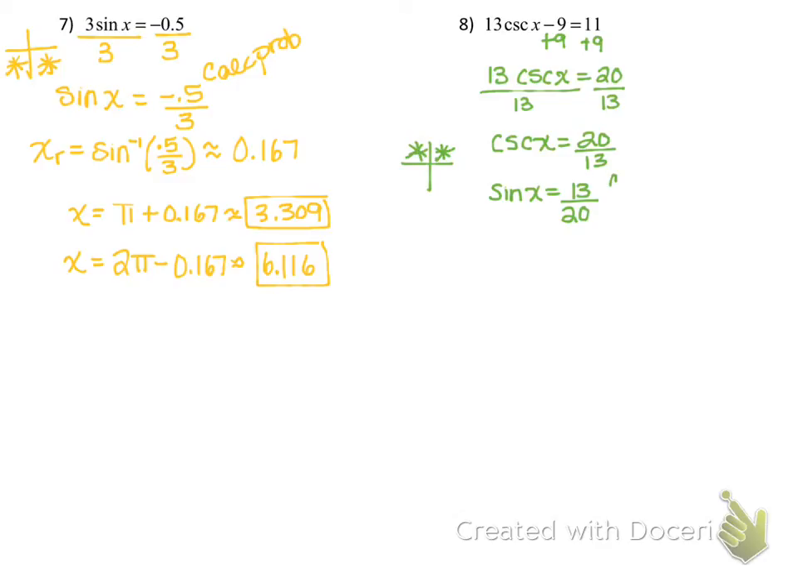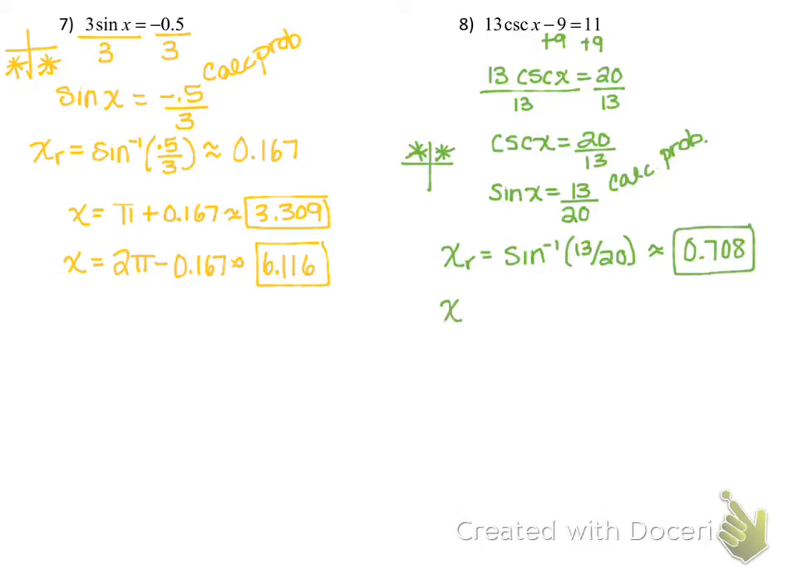And this is a calculator problem. So our reference angle is actually an angle that we need here, which is helpful. So we have sine inverse of 13 divided by 20, which is 0.708. So that's one of my solutions. And then my second one is going to be pi minus 0.708, which gives me 2.434.